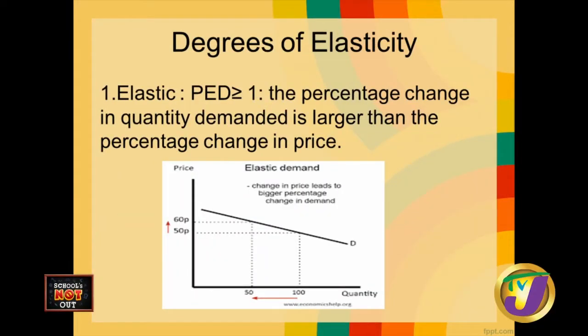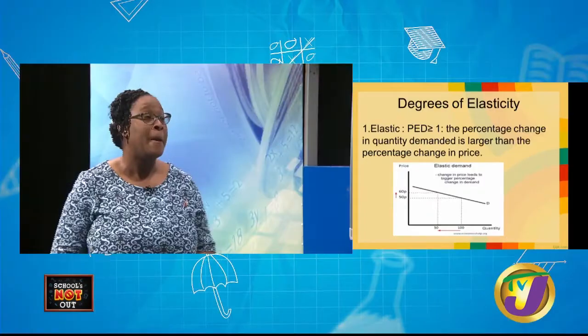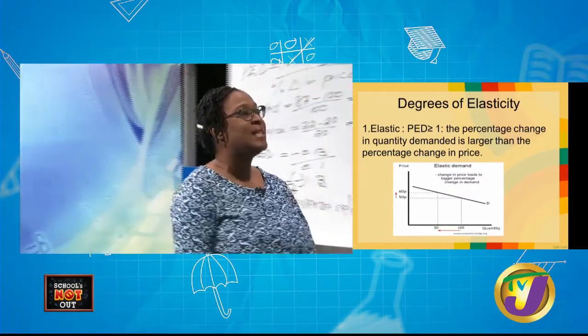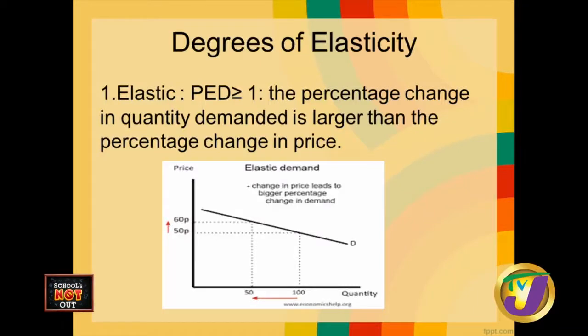Now, there are varying degrees of elasticity. And the first one is when a good is described as being elastic. It is elastic when the price elasticity of demand coefficient is greater than 1, meaning that the percentage change in quantity demanded is larger than the percentage change in price.